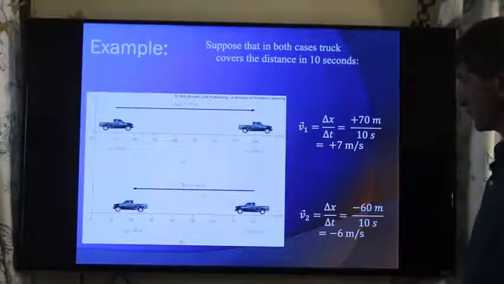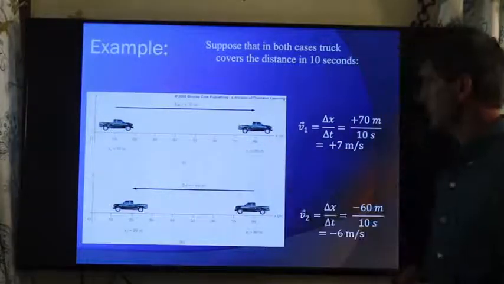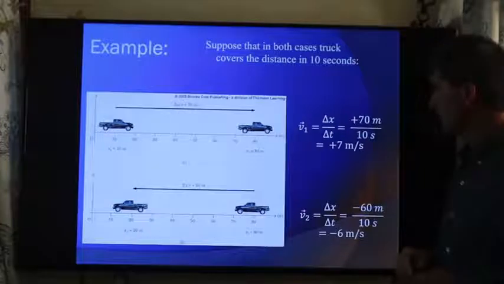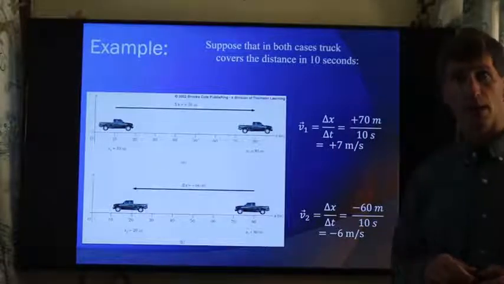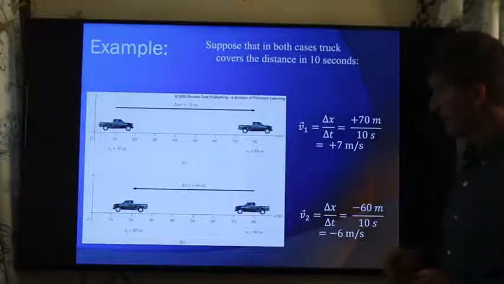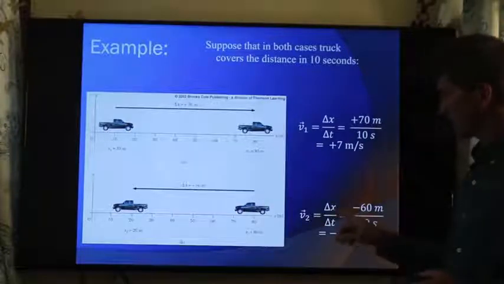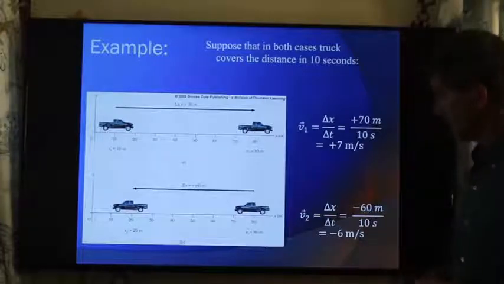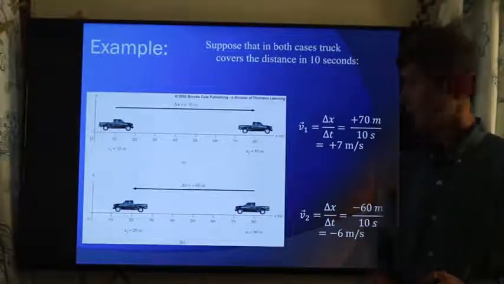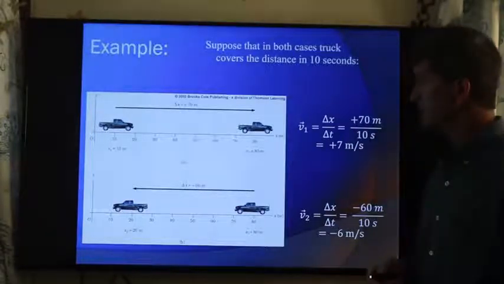And again, here's an example of the truck. It goes from 0 to 80 meters, has a displacement of 70 meters. Let's say it took them 10 seconds. That would be plus 7 meters per second for my average velocity. In the second case, I go in the negative direction. So my displacement is negative 60. I do that in 10 seconds. So negative 6 meters per second. Okay? And again, positive versus negative, that's just indicating what direction I'm going in.